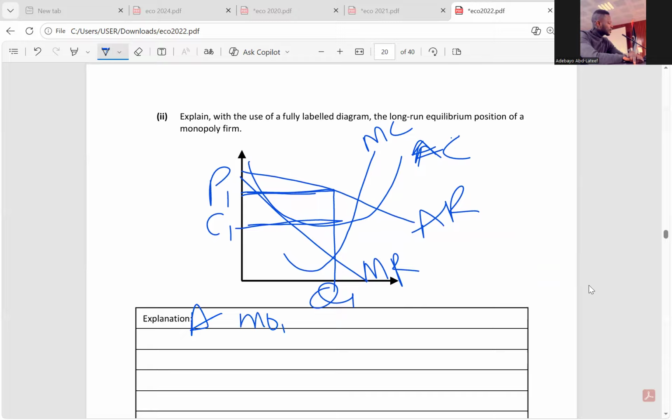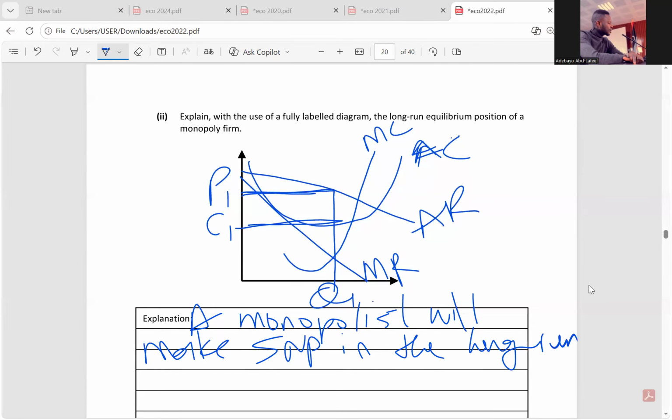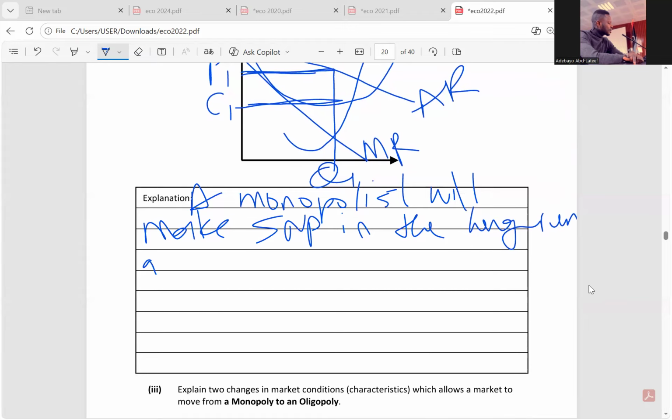A monopolist will make supernormal profit in the long run as it is the only firm. That's wrong now. It needs to be here. Yeah, it has to be here. It has to be on top of it. It's the only firm producing.